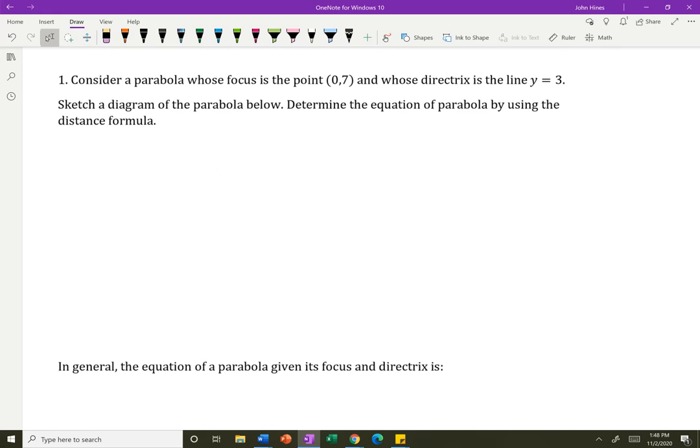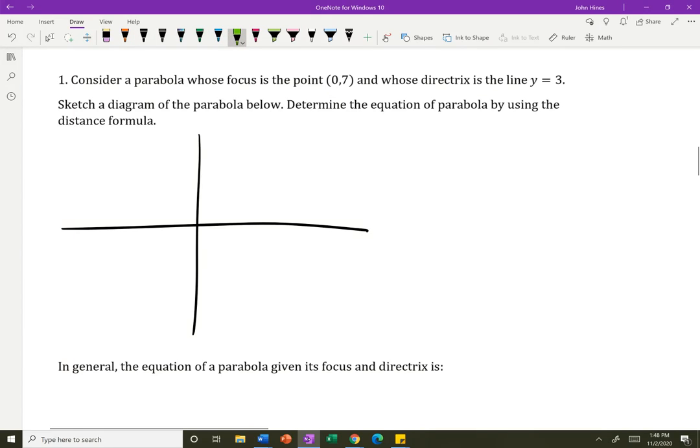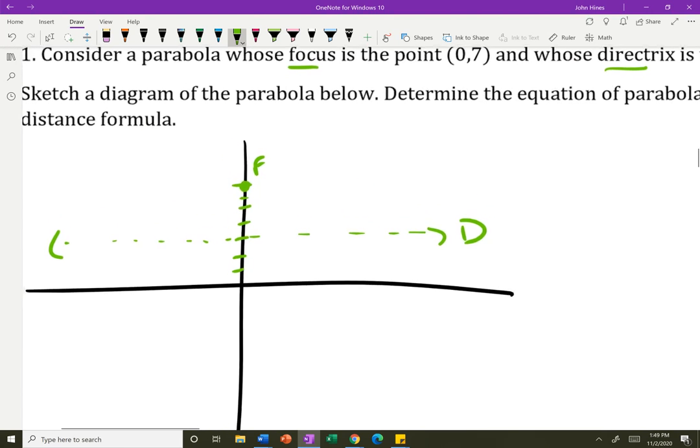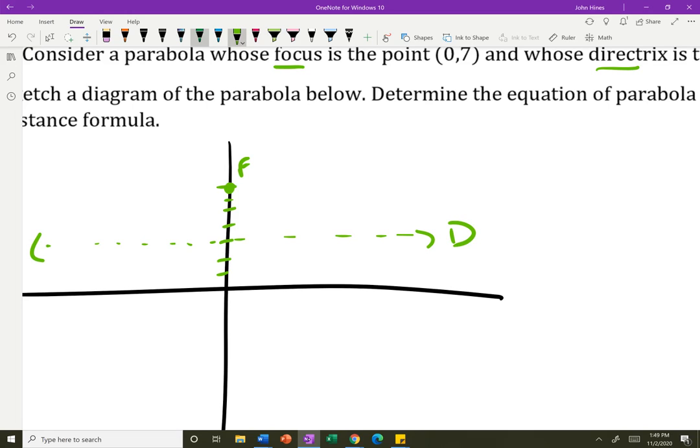So sketch a parabola whose focus is the point 0, 7. So there's a lot of drawing we have to do here. 0, 7. And I'm going to label that F because that's the focus. And whose directrix is y equals 3. So this is 1, 2, 3, 4, 5, 6, 7, and I need to go to here to 3. There's my directrix.